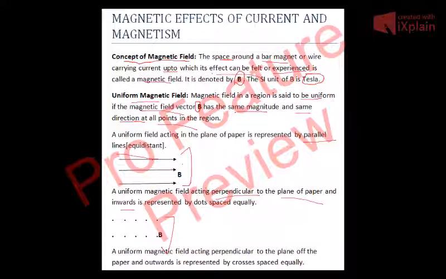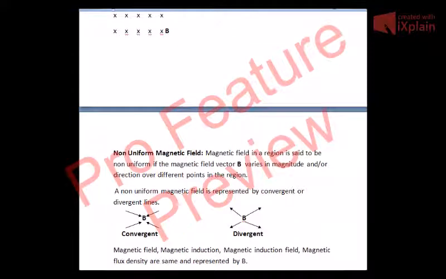If it is inwards, it is denoted by crosses, and if it is outwards, perpendicular to the plane of the paper but directed outwards, means upwards, then it is represented by dots. All the crosses are equidistant from each other. So what do you learn from these dots and crosses? Dots mean the magnetic field is perpendicular to the paper but directed outwards, and crosses denote that the magnetic field is perpendicular to the plane of the paper but directed inwards.